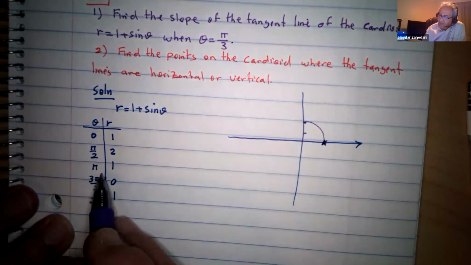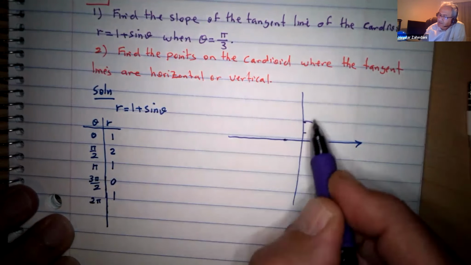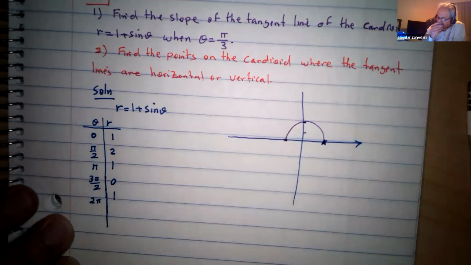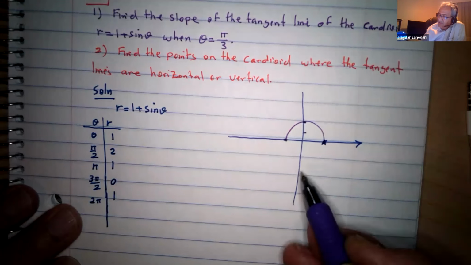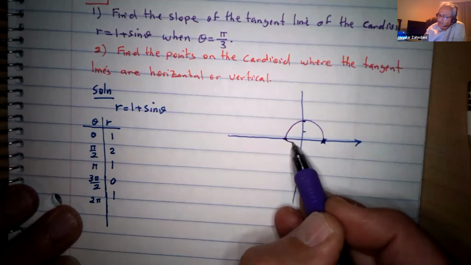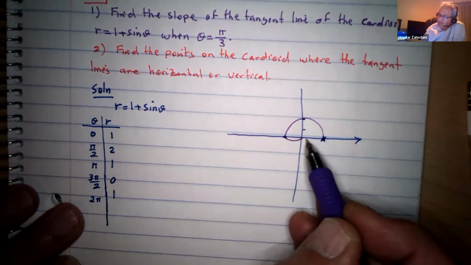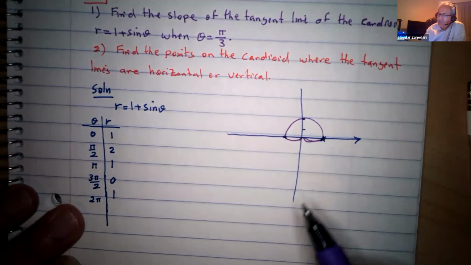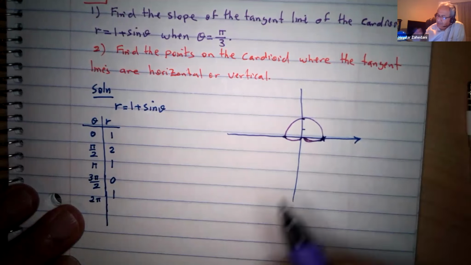So when we get to pi, it's going to be 1 again, so it's symmetric. So that takes you down here. Okay, and when we go to 3 pi over 2, it's going to be 0. So it goes to this side, and at 2 pi we get 1. So this is going to be the coordinate. Okay, just to give you an idea of what's going on.